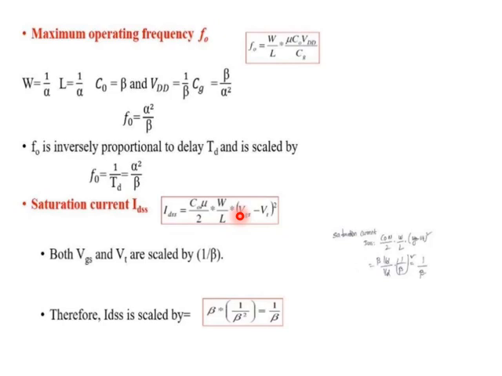You can see this mu C0 by 2 W by L, the same factor that is here, mu C0 W by L. So this is having the factor of 1 by beta, multiplied by VGS minus VT whole square, which is given by the scale factor of 1 by beta. So 1 by beta square term is there, so 1 by beta is the saturation current scaling.